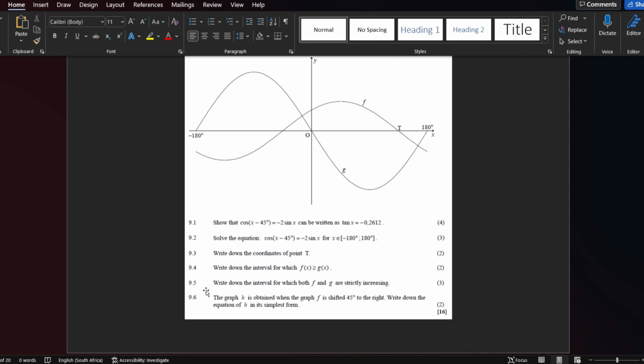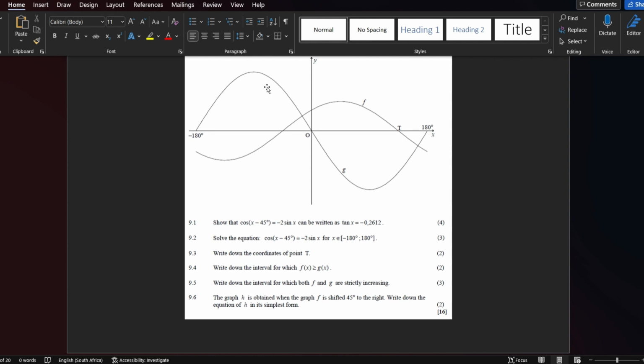Alright, question 9.5 asks us to write down the interval for which both f and g are strictly increasing. That means for which f and g have a positive gradient, and they must both have a positive gradient simultaneously. So at the same time, they must be increasing. So looking at our graphs, we see that f is decreasing here while g is increasing. We see g is decreasing here while f is increasing.